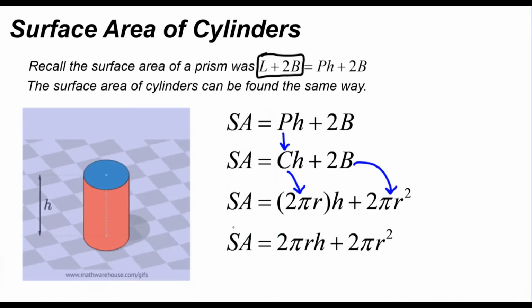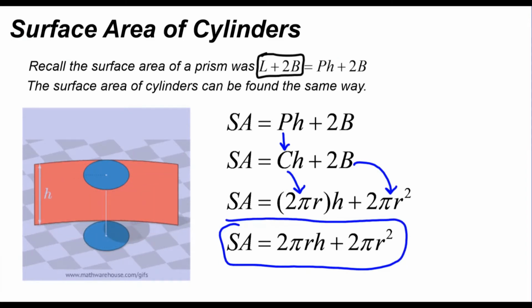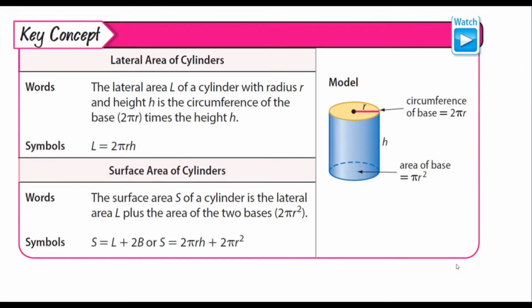So that gives us the surface area of a cylinder: this fancy formula here, 2 pi rh plus 2 pi r squared. But again, this is just the basic parts: lateral surface area plus 2 times the area of the base. We're still following that same template we used with our prisms. And here it is again in a little bit more detail. So again, we can see our surface area formula, 2 pi rh plus 2 pi r squared.